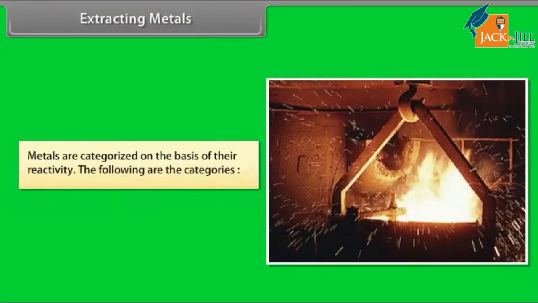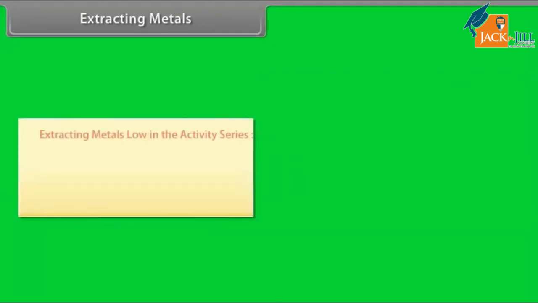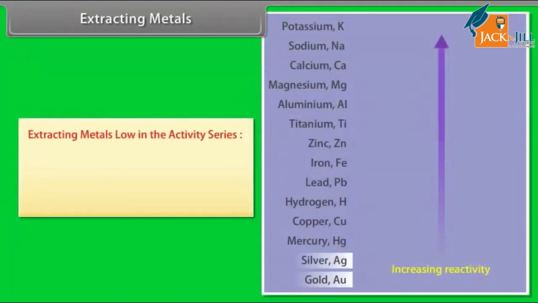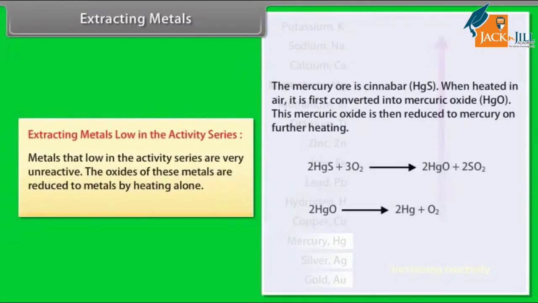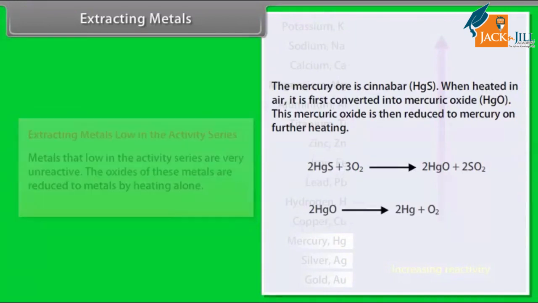The following are the various categories of metals grouped as per their reactivity. Extracting metals low in the activity series. Metals that are low in the activity series are very unreactive. The oxides of these metals are reduced to metals by heating alone.